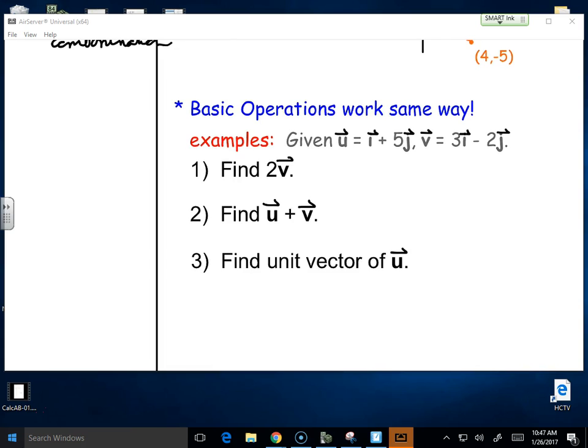So how do I do 2u, oh no, sorry, 2b? Scalar multiplication. What's 2b equal? About 6i minus 4j with the arrows. 6i minus 4j. Can we write it in components? Sure we could, but we don't need to.